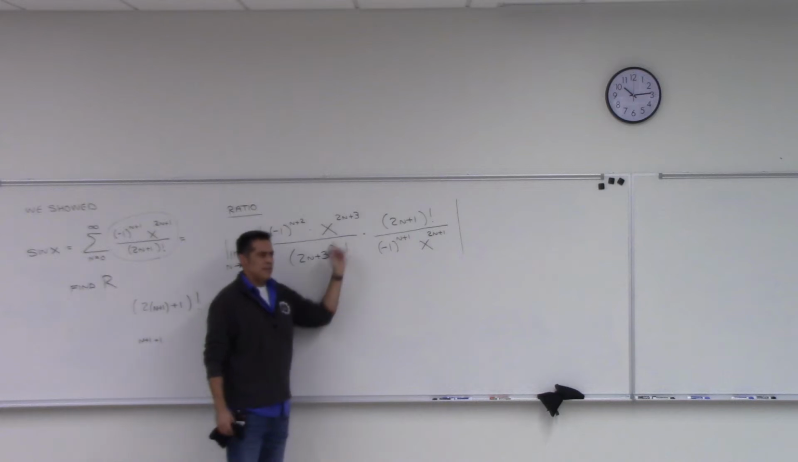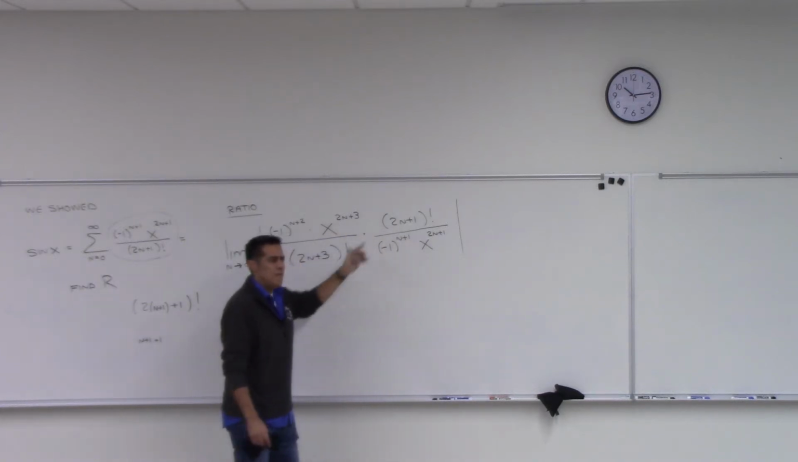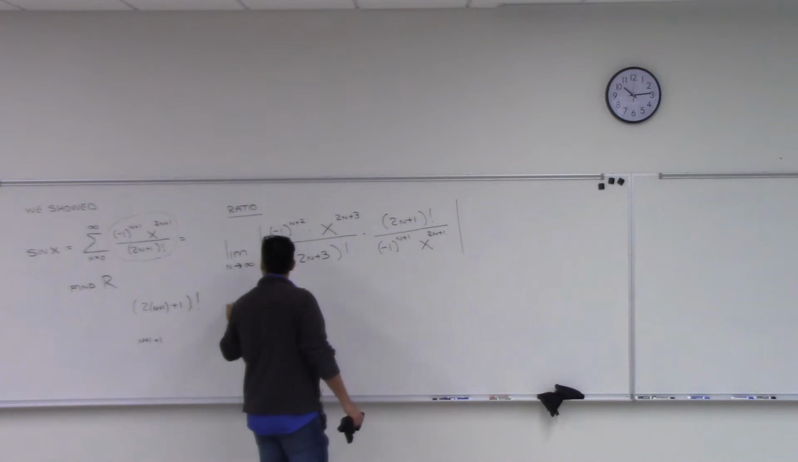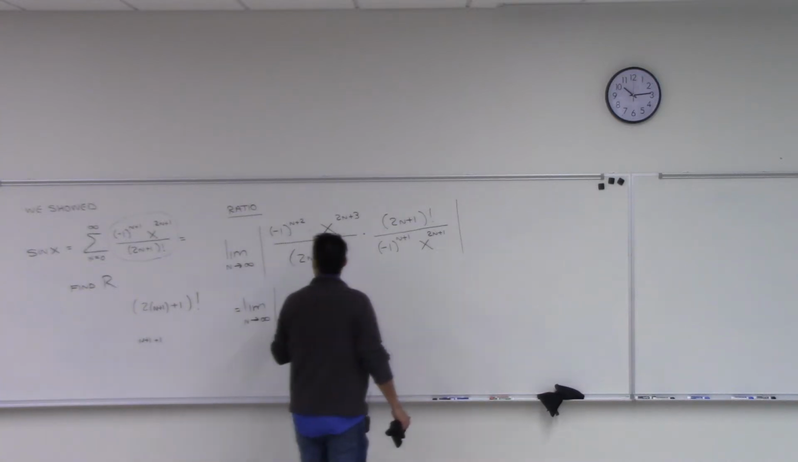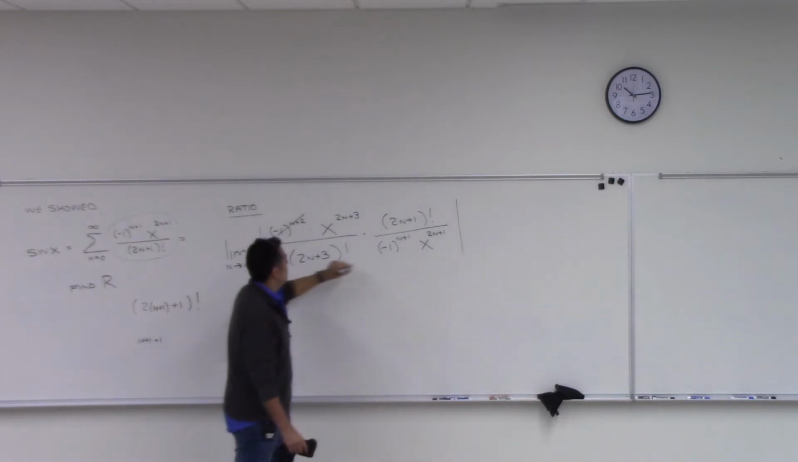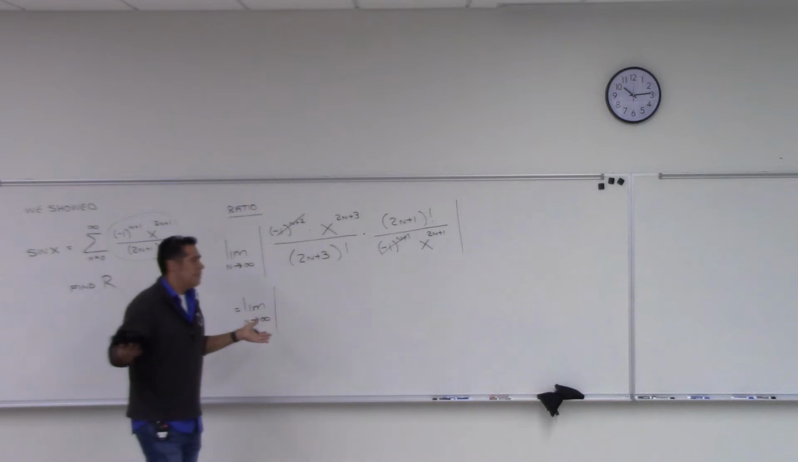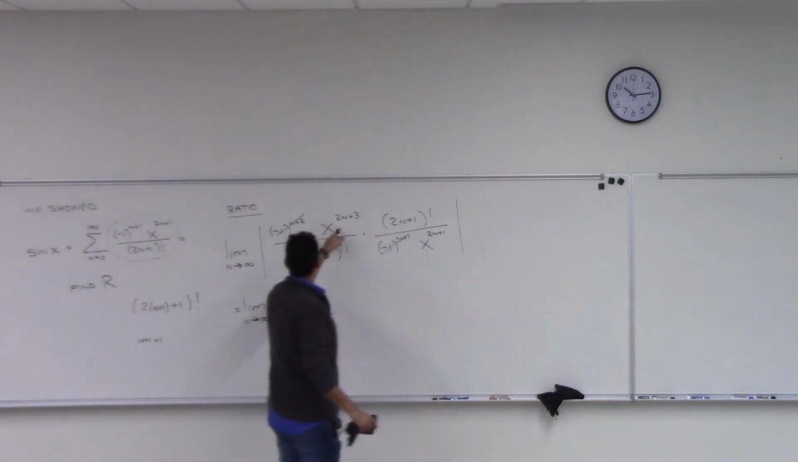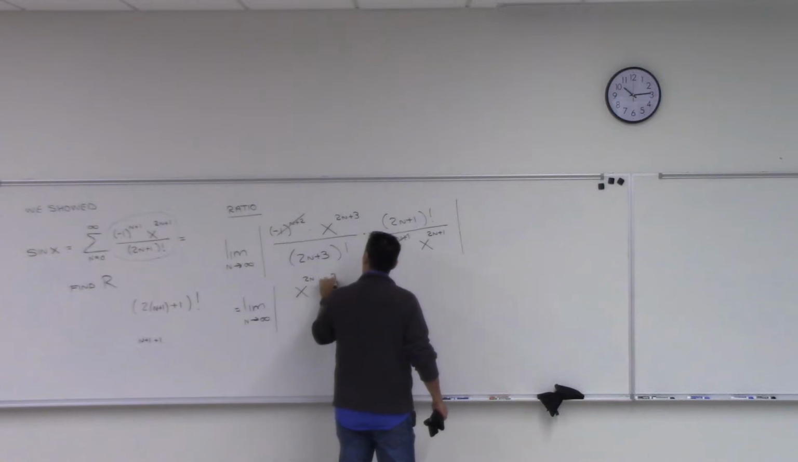Exactly. We're going to start to cancel some factorials here. We're also going to cancel some x to the n. So let me rewrite this as limit n goes to infinity. I'm going to ignore the negative ones, because no matter what they turn out to be, the absolute value is going to kill them off. I'm going to rewrite this factor as x to the 2n times x cubed.